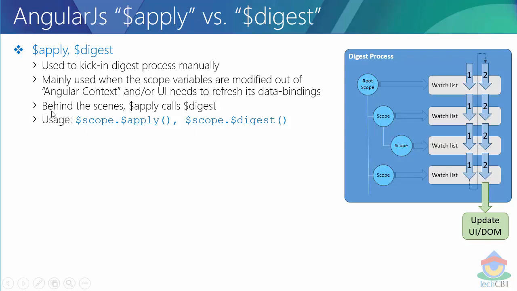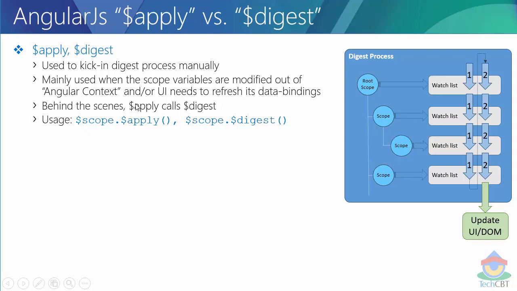And this is pretty important, the third one. Behind the scenes, whether you use $apply or not, it actually uses $digest, which means if you call $apply, internally it is going to call $digest. So you can either work with $digest or $apply, doesn't matter. But if you work with $apply, behind the scenes it actually calls $digest. We are going to see the difference between these two, when to use what, but it is important to know that $apply always calls $digest internally.